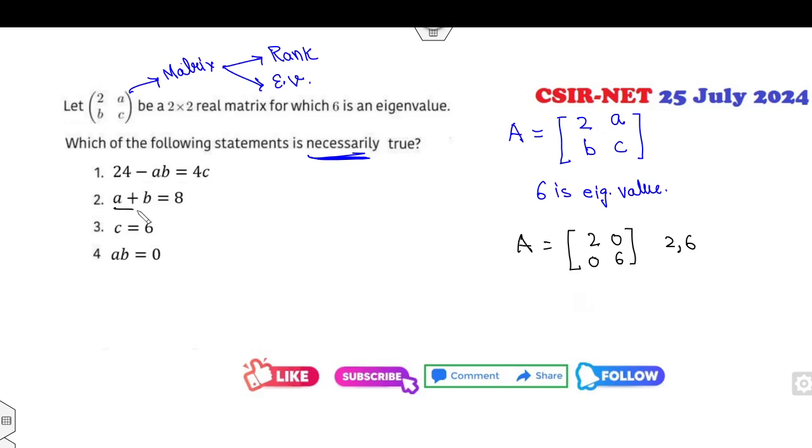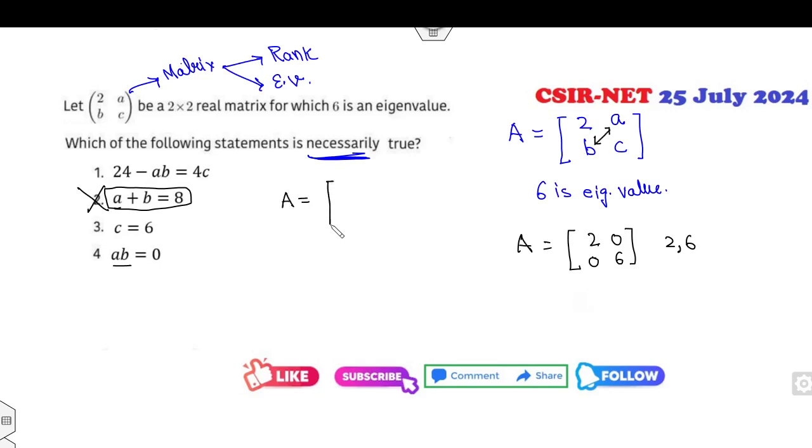Now look at the option. A plus B is equal to 8. Is it satisfied? A plus B, 0 plus 0, 8 cancels out. A into B is 0, that's fine. 24 minus 0 is equal to 24. Make sure this is one counterexample. You can't choose this option as correct. Now, by using this, we can discard the second option.